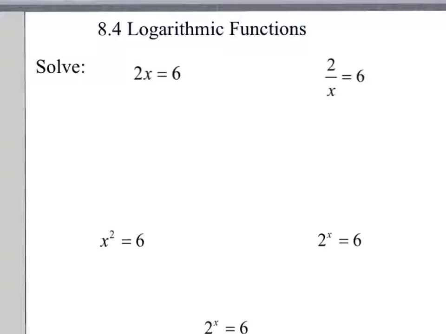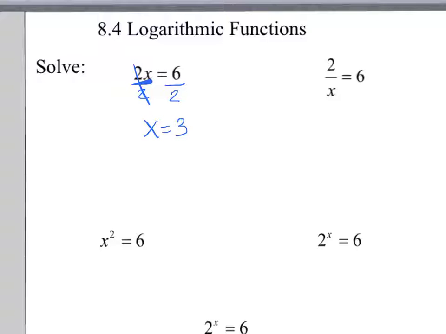All right, let's go for something brand new. Before we do, let's just solve a couple of these things. We're solving for x. On 2x equals 6, to solve for x, we're going to divide by 2. So then x equals 3.